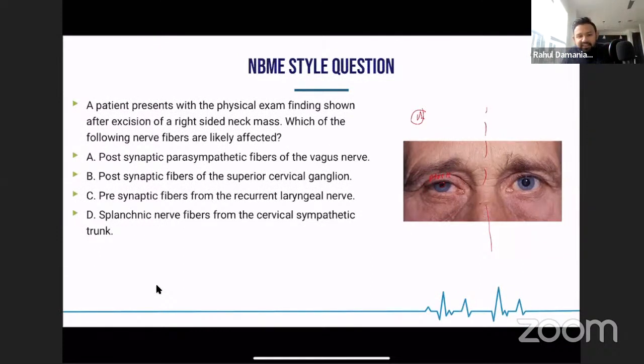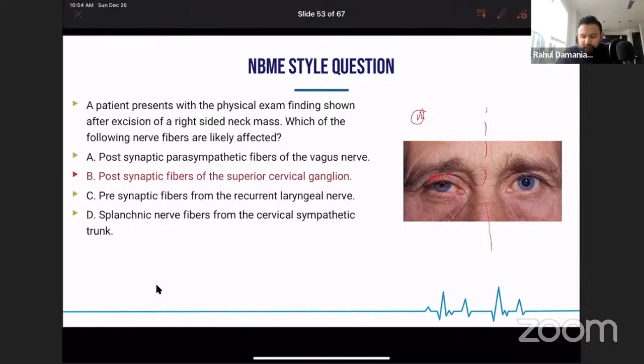So what do you think the answer is here? Is it parasympathetic, sympathetic? Awesome. And if you said postsynaptic fibers of the superior cervical ganglion, you are absolutely correct. So in this finding, you are looking at Horner syndrome and a loss of your sympathetics.